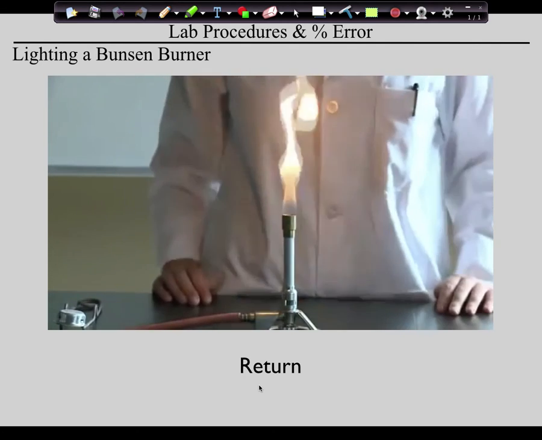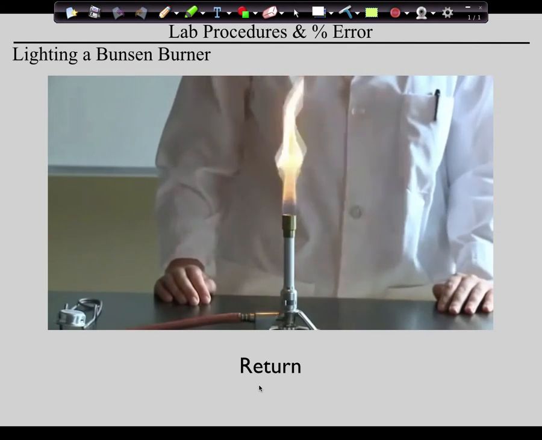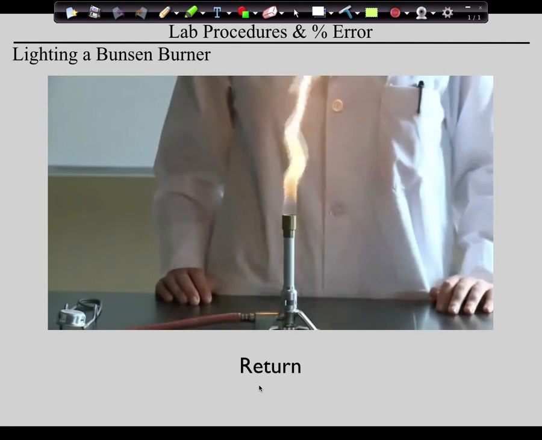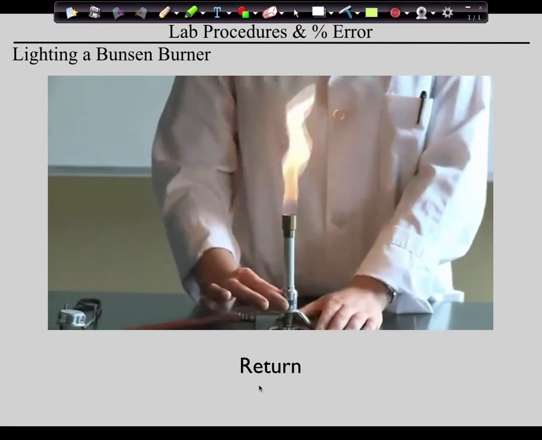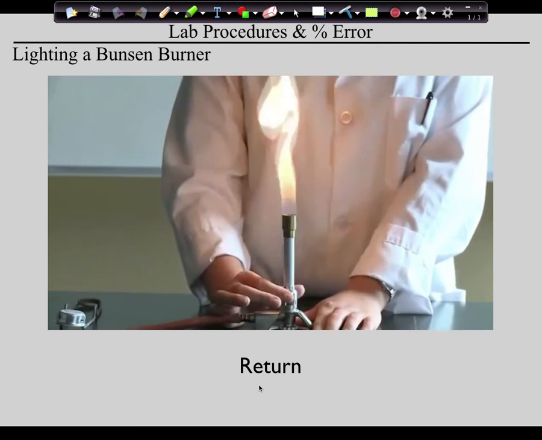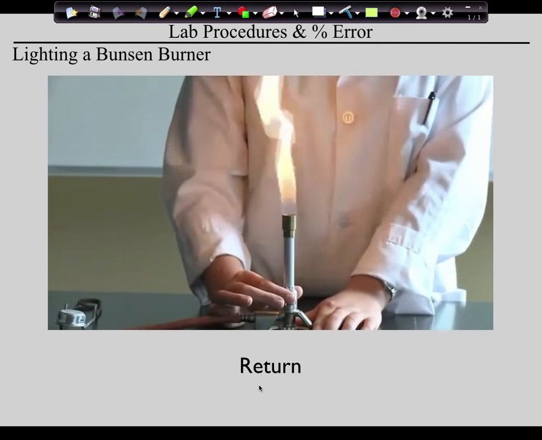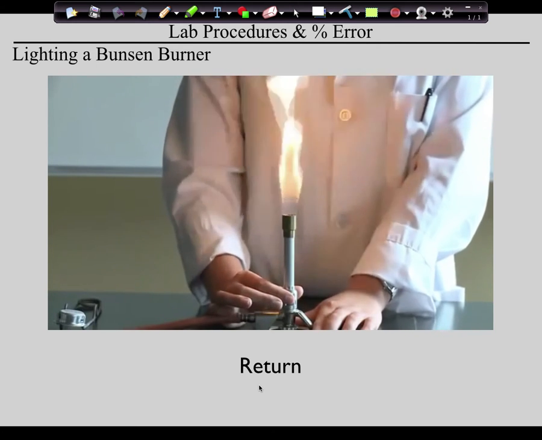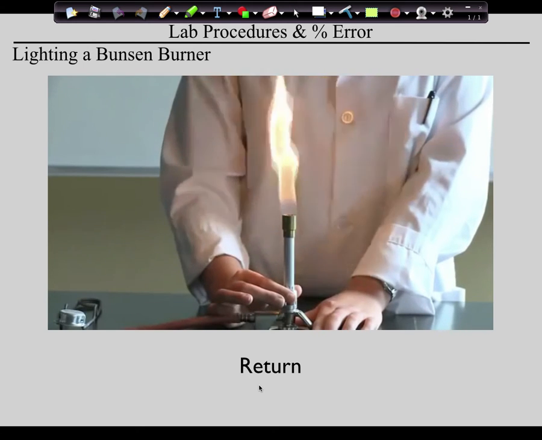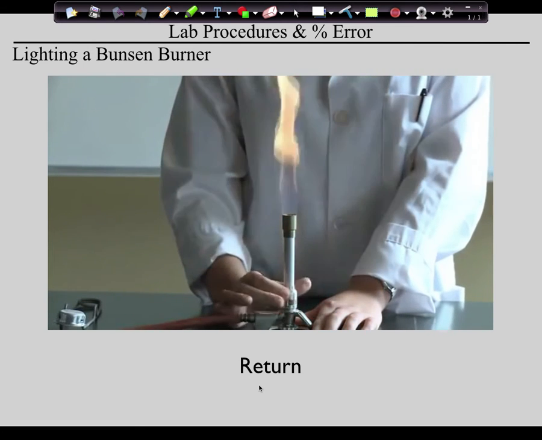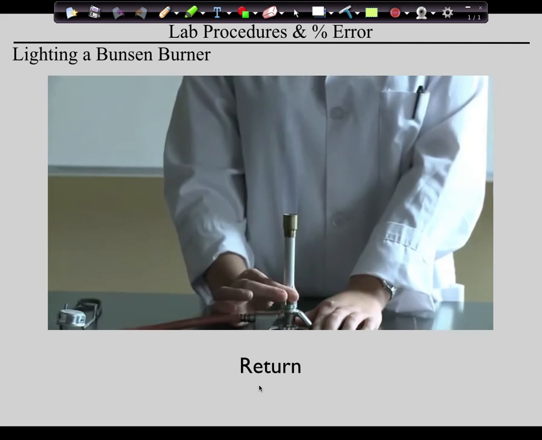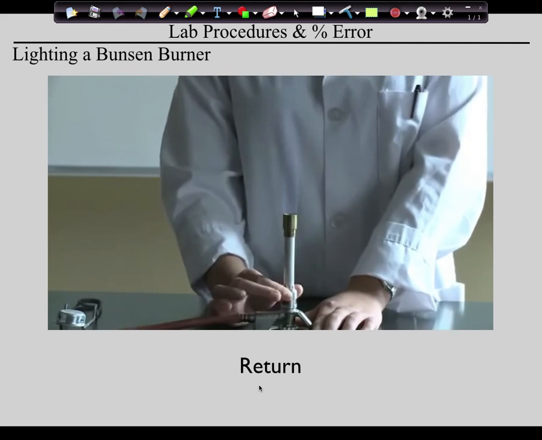Once you have your flame at a sufficient height, you'll want to adjust the heat. To make a hotter flame, you'll want to turn the barrel. Do this by holding it at the base. To increase the heat, you'll want to turn the barrel counterclockwise. This should change the color of your flame from the yellow-orange to blue.